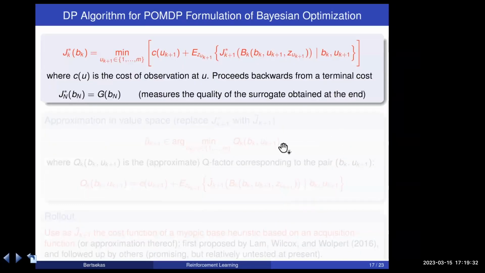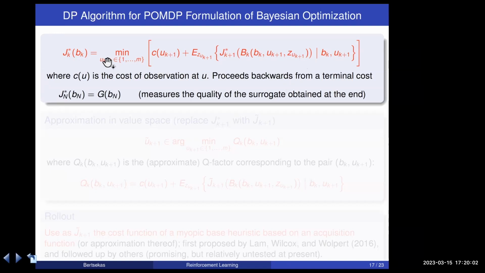So now let's take a dynamic programming approach to Bayesian optimization. We formulate Bayesian optimization as a POMDP, where the state is the posterior and the control is the sampling point, and the noise is Z, the noisy observation that we get. And this is a dynamic programming formula.